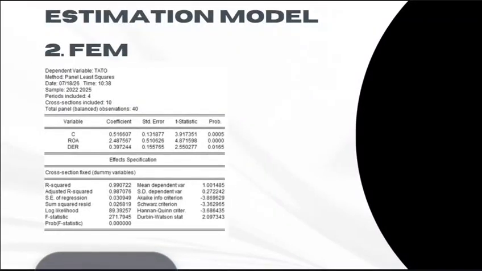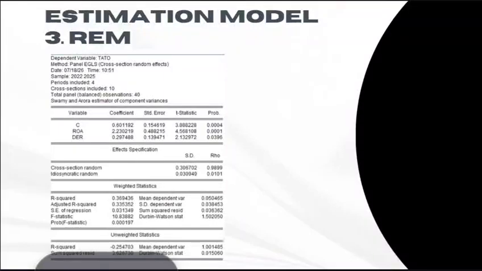The second model is the fixed effect model, or FEM. Unlike CEM, this model allows each company to have its own intercept, capturing company-specific characteristics that don't change over time. Here you can see the model has a very high R-squared, about 0.99, suggesting it fits the data closely once individual company effects are accounted for.